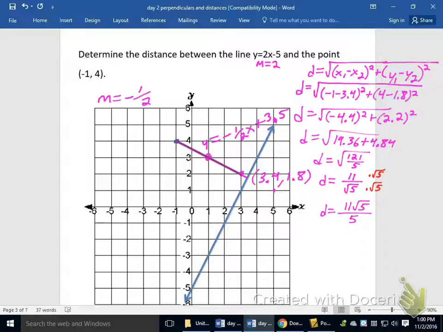Now, if the problem had told me to round, back here when I had the square root of 24.2, I would have thrown that in the calculator and said about 4.9, and I'd have been done. But the problem didn't say to round, it said to determine the distance, so I'm assuming it's talking about an exact distance. So now I have 11 root 5 over 5 units.